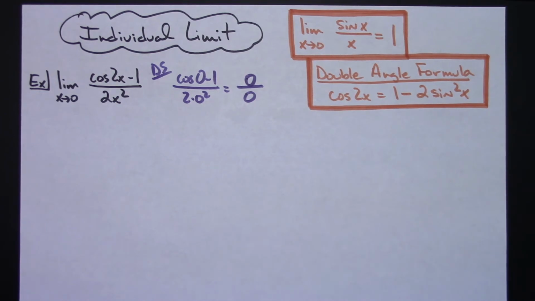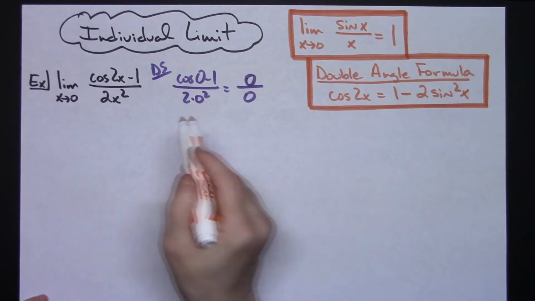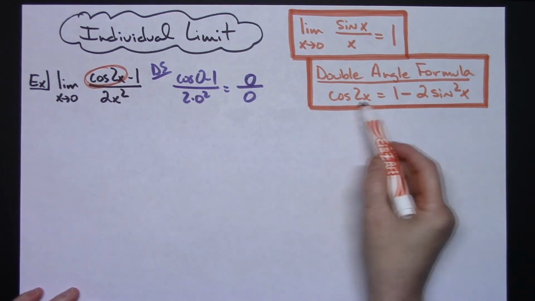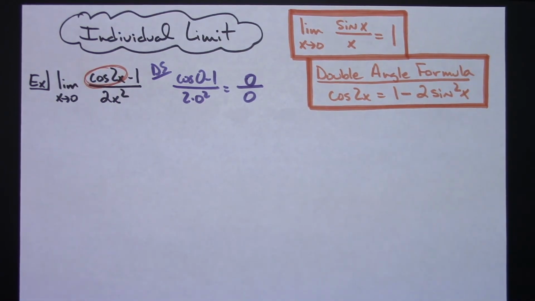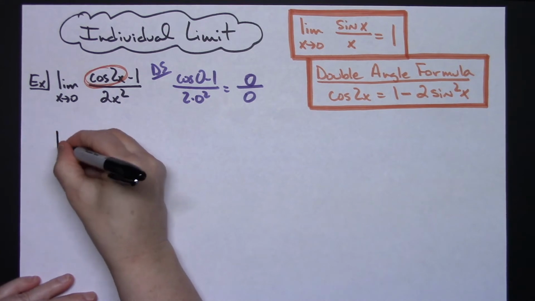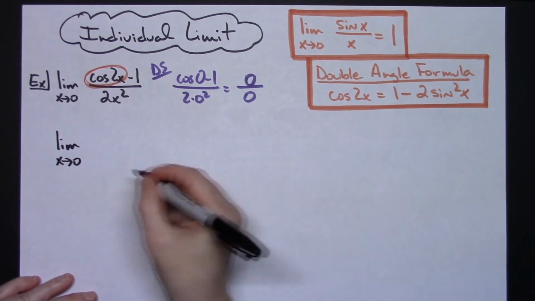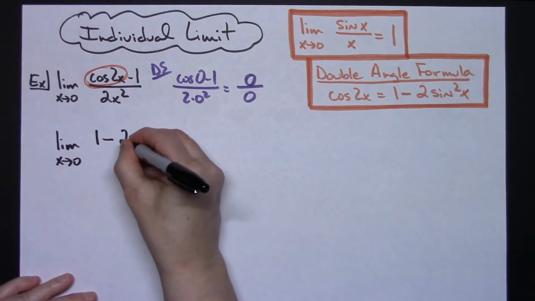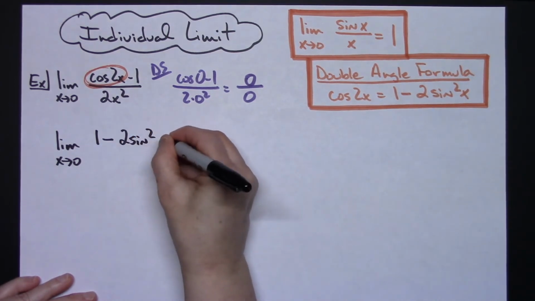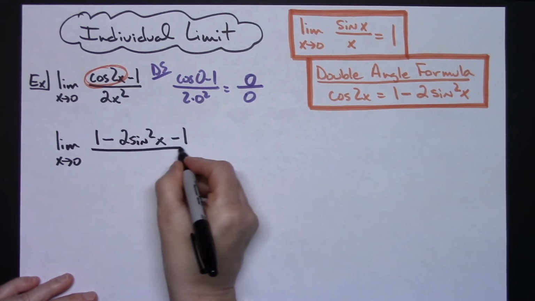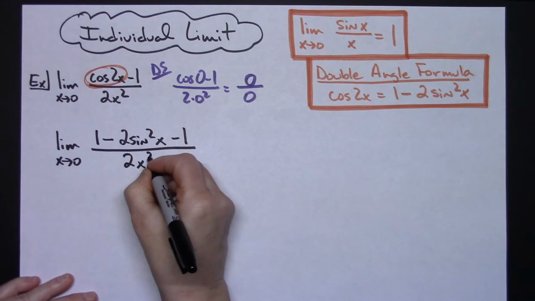So then I do know now that I have to do some algebra manipulation here to get this limit to work out. Now, this double angle formula, right there I have a cosine of 2x. So I am going to replace it with that double angle formula. So then I'm going to have the limit as x approaches 0, replacing that with what it equals, 1 minus 2 sine squared x, and then minus 1 that's in that original limit, all over 2x squared.